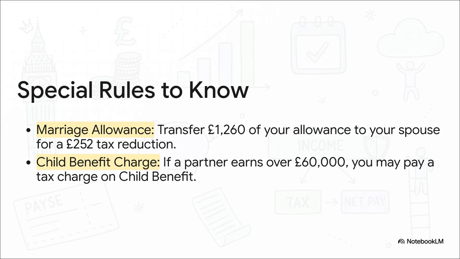And there are a couple of other special rules to be aware of. You've got the marriage allowance, which basically lets you transfer a bit of your unused personal allowance to your spouse if you're a basic rate taxpayer. Then there's the child benefit charge. This is for higher earners, and it's a way the government can claw back some or all of your child benefit through the tax system.